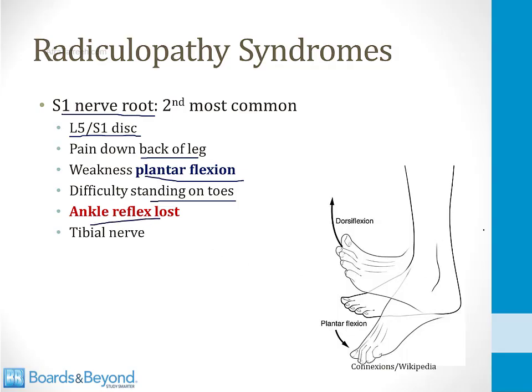In the ankle reflex, you tap on the back of the ankle with a reflex hammer, and that causes the patient to plantar flex. This will be weakened or lost if there is an S1 nerve root lesion. The reason this is the case is that many of the S1 nerve fibers supply the tibial nerve, and that's what innervates the muscles of the foot responsible for plantar flexion.